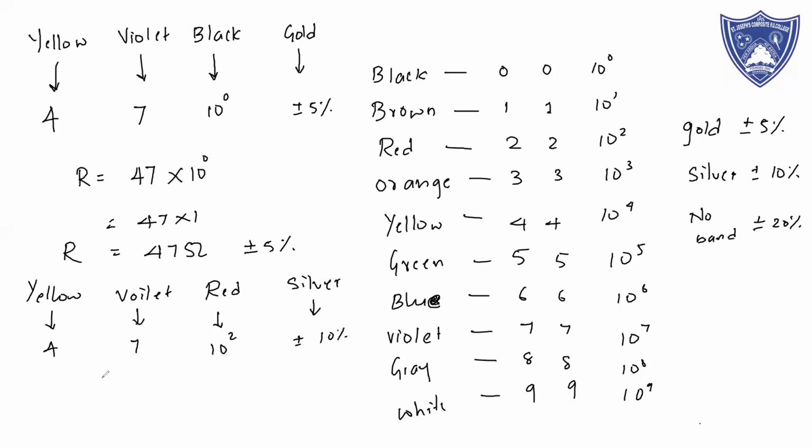So now just calculate the value of the resistance. 47, you just write it, 4 and 7, 47 into 10 raised to 2 plus or minus 10%. So what is 47 into 10 raised to 2? That is 47 into 100. Very simple, 47 into 100. So you will get 4,700, which has a tolerance of 10%.